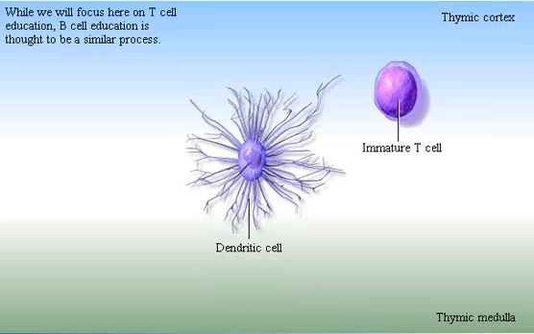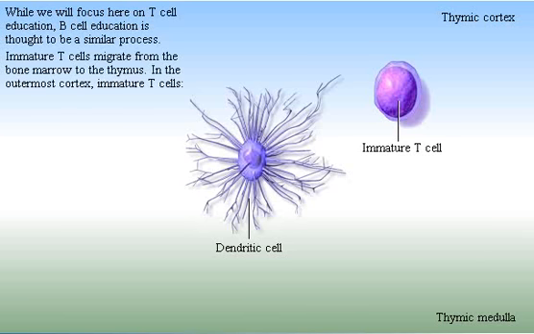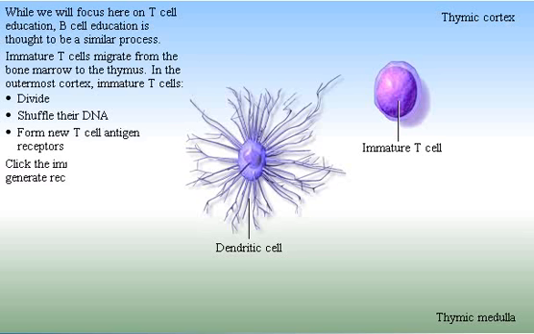While we focus on T cell education in the thymus because it's better understood, B cell education is thought to be a similar process. Immature T cells migrate from the bone marrow through the blood and enter the thymus. In the outermost cortex just below the capsule, immature T cells undergo a few cell divisions before shuffling their DNA and forming new T cell antigen receptors. Click the immature T cell to generate receptors.